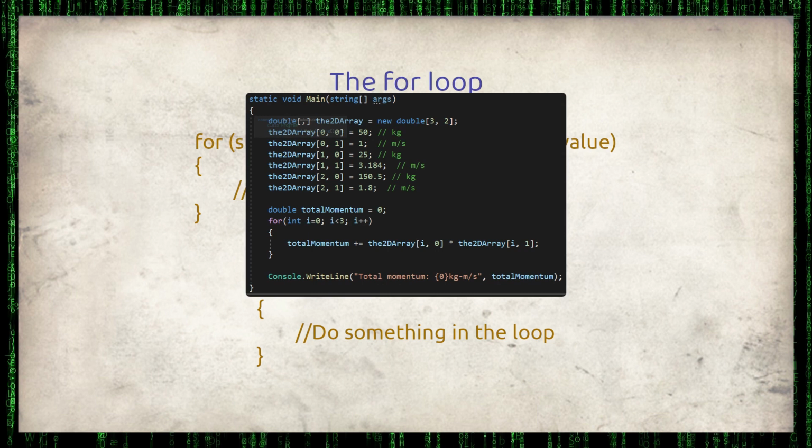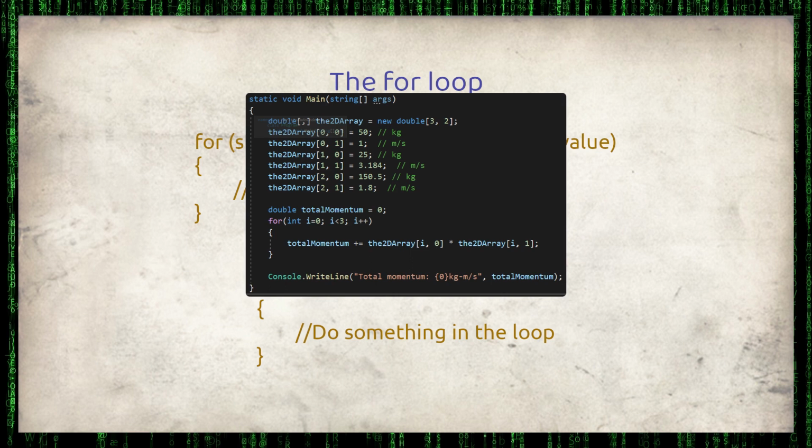This shows you how nice a loop is for going through very big arrays. What I'm doing here is creating a 2-dimensional array, which I just decided to call the 2D array, and it only consists of 3 rows and 2 columns.